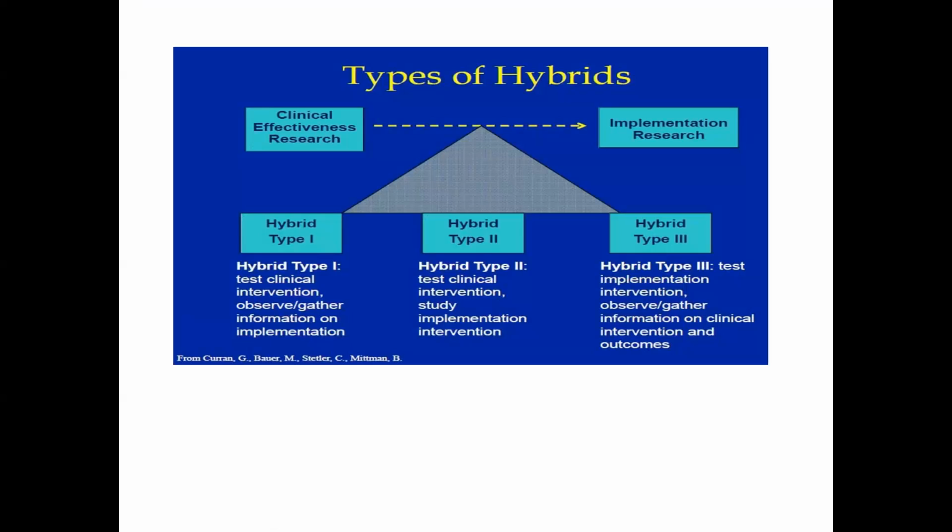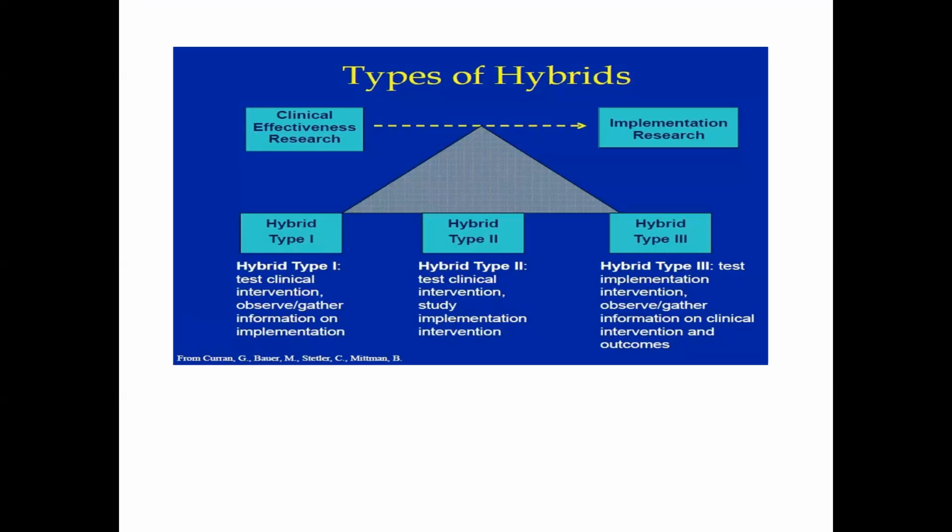So this study we are calling hybrid type 3, which was all about actually studying the implementation. The secondary outcome was whether it was effective on attestation. The primary outcome was did the implementation strategy change provider behavior.